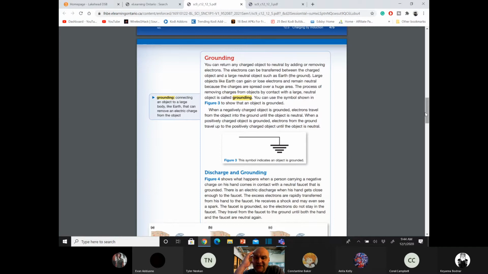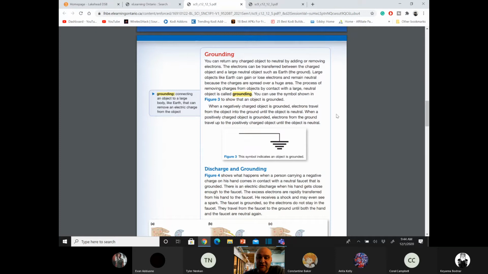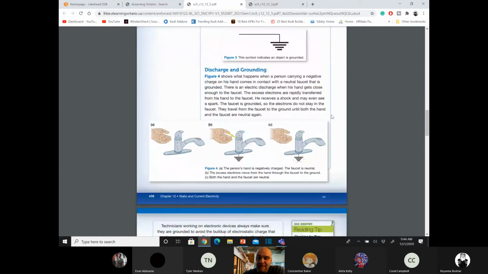When a negatively charged object is grounded, electrons travel from the object into the ground until the object is neutral. When a positively charged object is grounded, electrons from the ground travel up the positively charged object until it is neutral. So there's a lot of grounding that goes on in our world. Often it's set up so that electrons can travel on your water pipes, of all things, believe it or not. A grounding wire could be connected to the water pipe, because it could be copper, whatever it's made out of, and that lets electrons flow around to or from whatever you need.